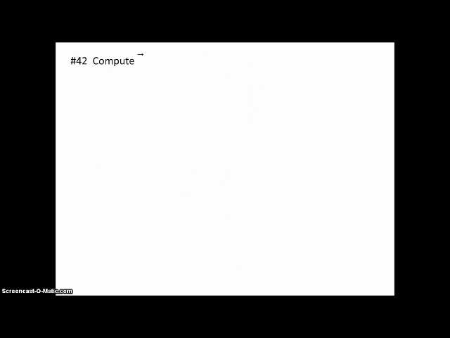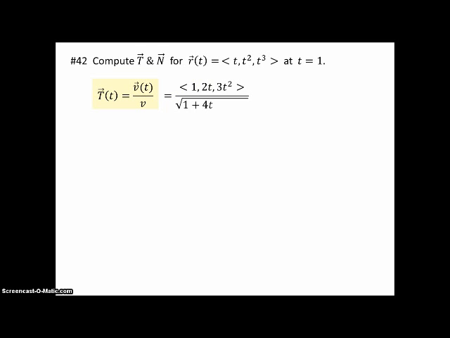Okay, now 42 relates to 32. It's the same vector valued function, but they want the tangent vector and the normal vector, which gets really messy. So I'm really glad that they gave us a value to plug in. So here's our formula for the tangent vector: the velocity vector divided by its own length. There's the velocity vector again, and there's the length of the velocity vector. And if we put 1 in for t, then we get this answer.